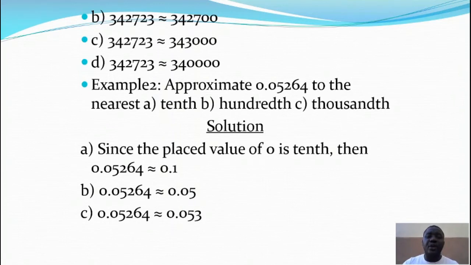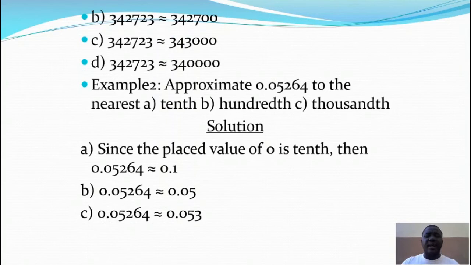0, 0, 0. Then for 10,000s, you know that 4 is at the 10,000th position, place value. So now we use this thing to approximate. You look at the next value, which is 2, and 2 is among the zeros. So that is why we have 340,000 as our final answer.